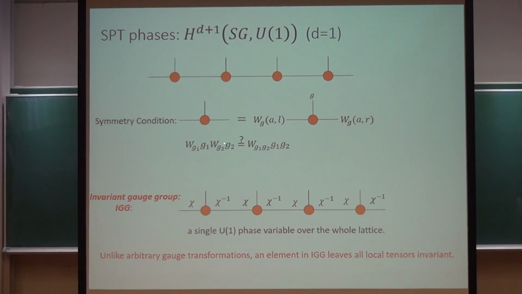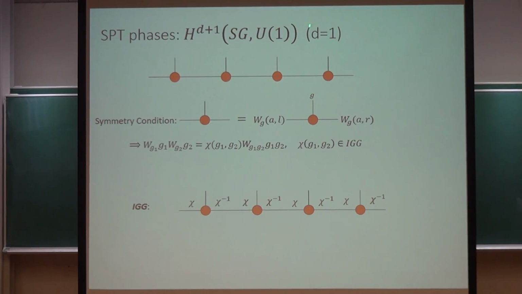But both sides can, at the most, differ by this IGG element. And this IGG is a single U(1) phase over the whole lattice. Here I'm thinking about an infinite lattice for simplicity. Just one U(1) phase. So you can probably see where this U(1) phase comes from. These two don't have to be the same, they can differ by this phase. This phase is a function of G1, G2.